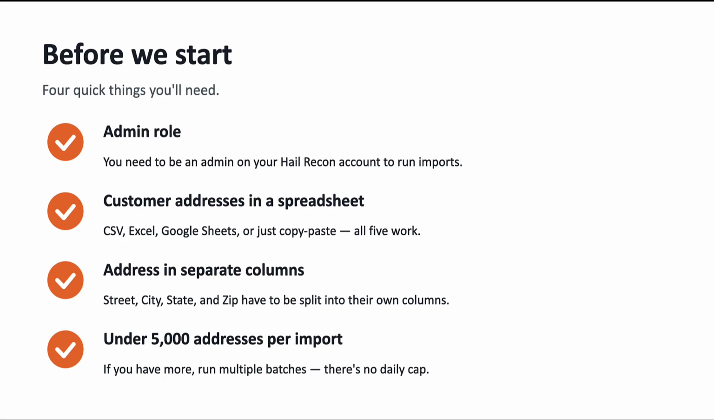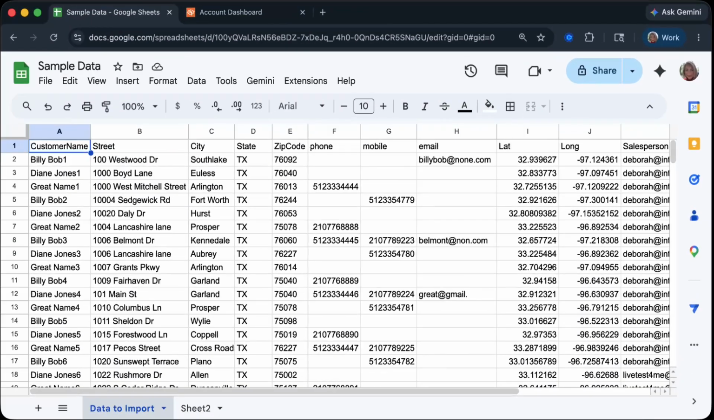4 quick things before we start. You need to be an admin on your account. You need your customer addresses in a spreadsheet, CSV, Excel, Google Sheets, or just copy-paste. The address has to be split into separate columns: street, city, state, zip, and each import has to be under 5,000 addresses. If you have more, just do it in batches. Let's go.